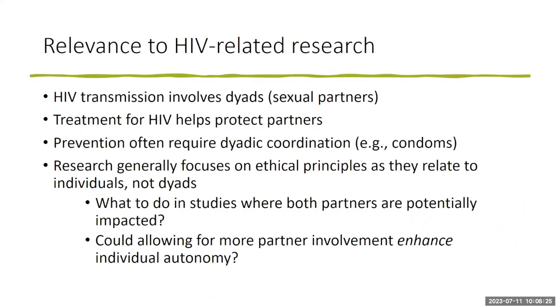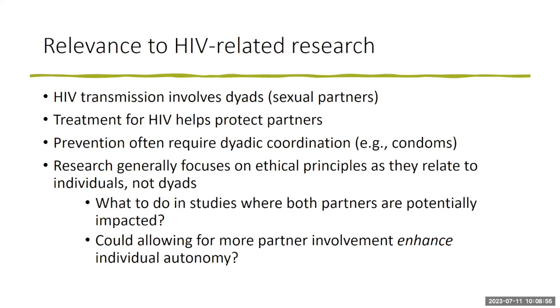Why is this so important in HIV-related research? We know HIV transmission involves dyads. It's two sexual partners. It also involves parenteral transmission. This doesn't happen alone, again, there's context and there are others involved. And treatment for HIV helps with prevention, an unusual, I would say, scenario where we do have this U equals U, treatment as prevention. If my partner is not viremic, then I'm protected.